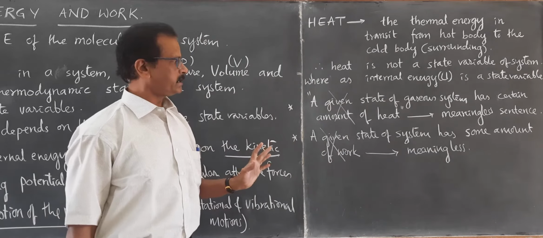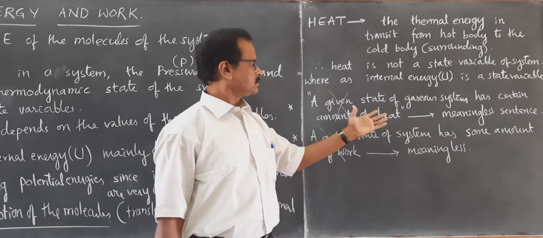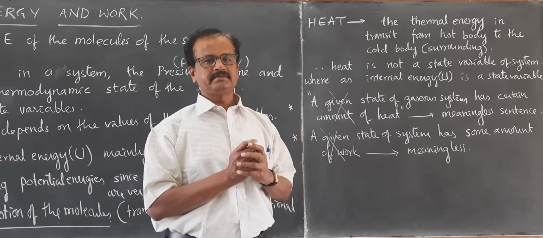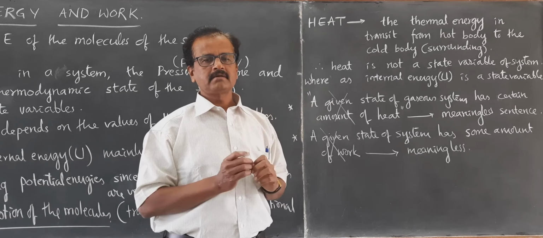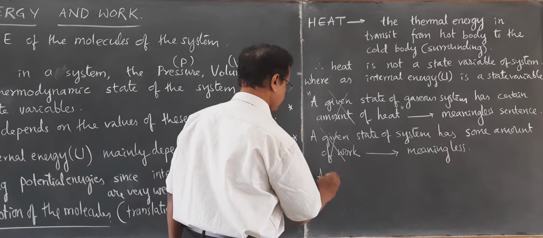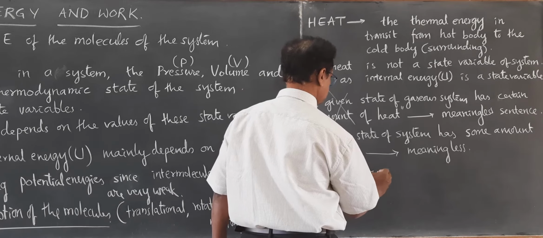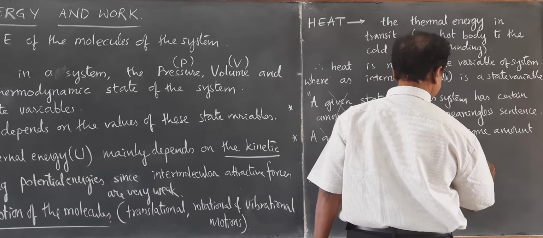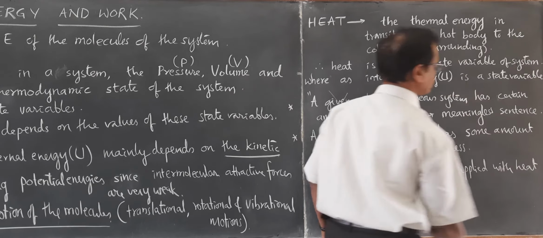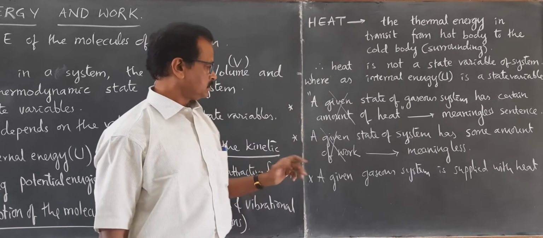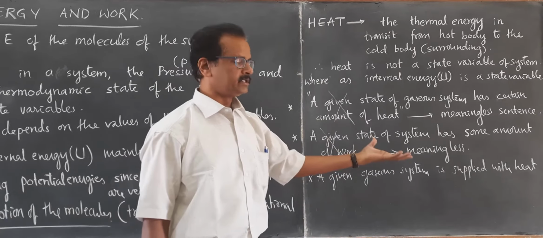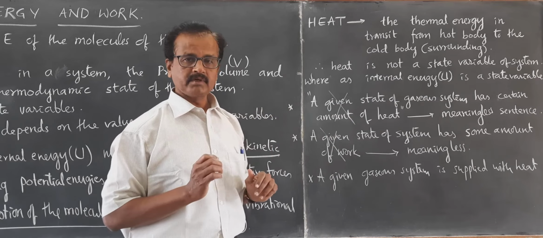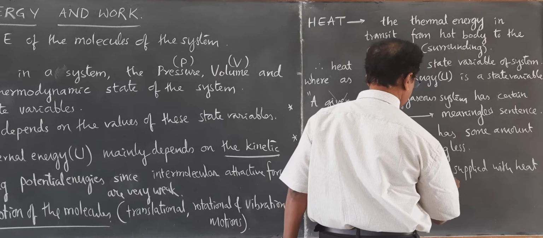Rather, we can say that a given thermodynamic system is absorbing heat or releasing heat. A given system is supplied with heat or absorbs heat, which is the correct sentence, because heat is the energy in transit from hot body to cold body. A gaseous system is supplied with heat, or a gaseous system is releasing heat to the surroundings. That is the correct way of stating heat.